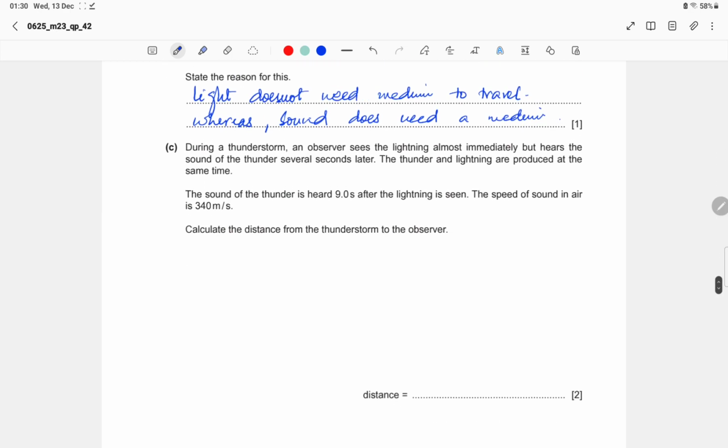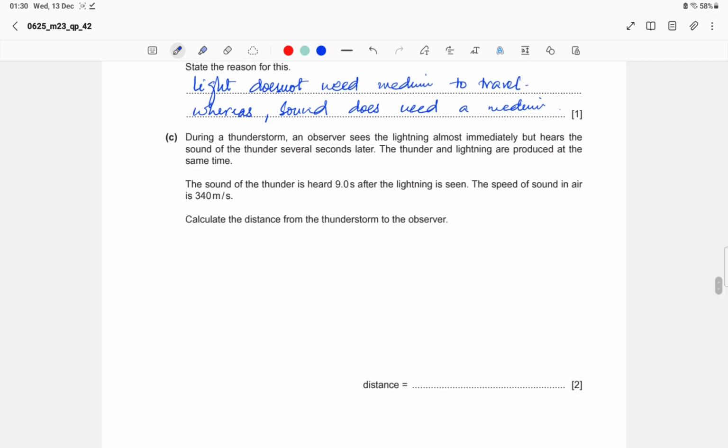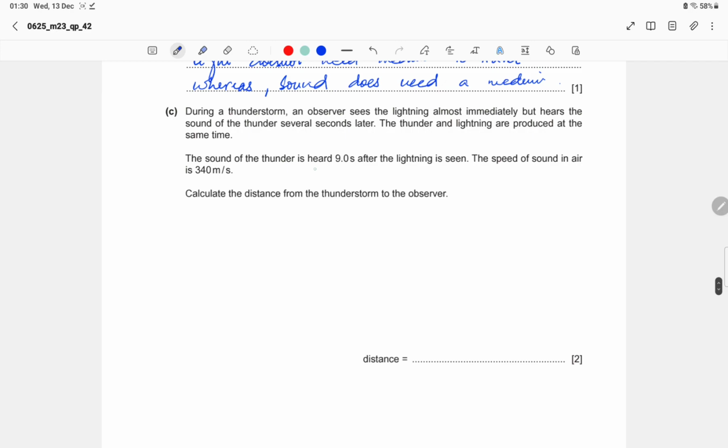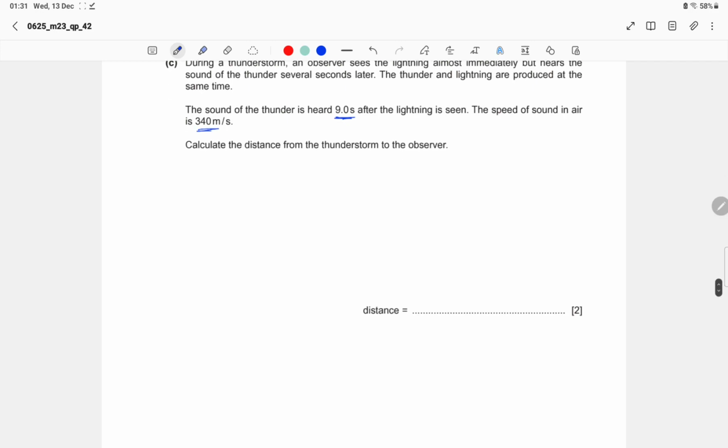During a thunderstorm, an observer sees the lightning almost immediately, but hears the sound of the thunder several seconds later. The thunder and the lightning are produced at the same time. The sound of the thunder is heard 9 seconds after the lightning. The speed of sound in air is this. Calculate the distance from the thunderstorm to the observer.